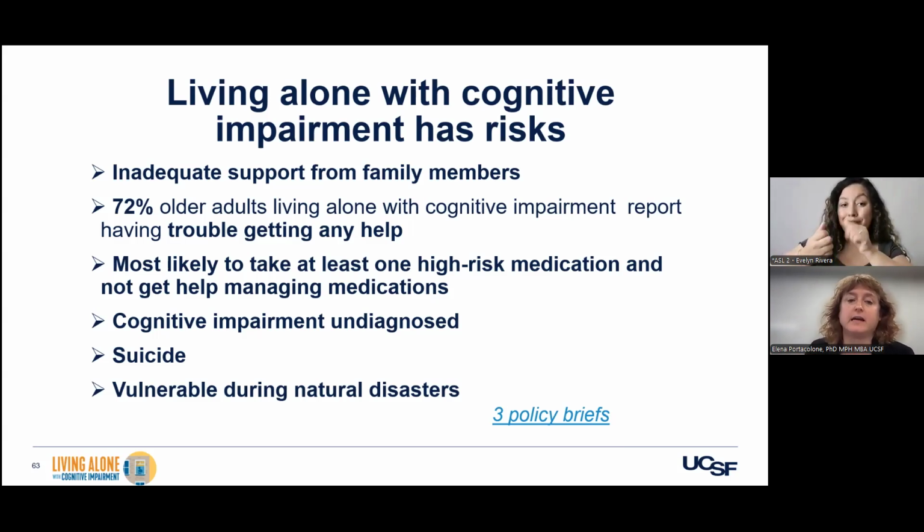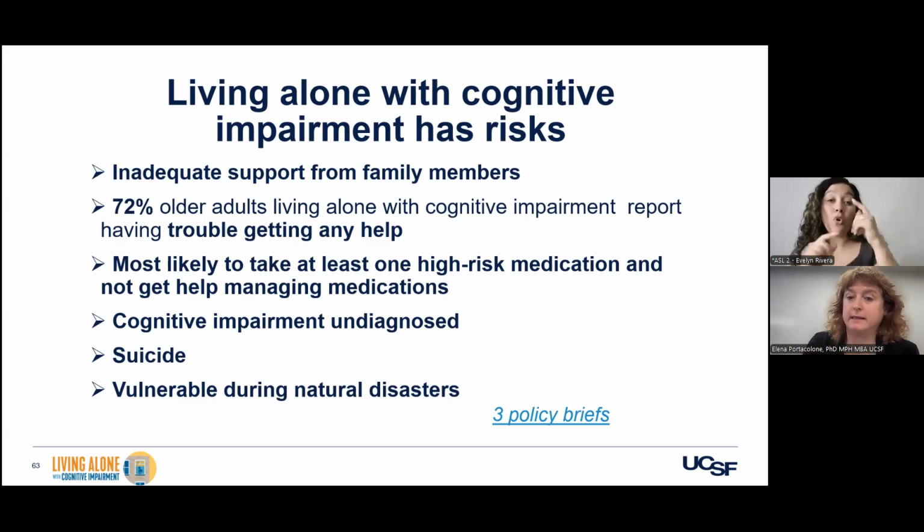In a survey, 72% of older adults living alone with cognitive impairment reported having trouble getting any help. Taking medication is a major issue, and our team has an article coming out in 20 days, which I will forward to each one of you, about the major challenges of taking medications. Most of the participants are in California. Cognitive impairment is very likely to be undiagnosed when someone lives alone. Suicide: one of the study participants in my study died by suicide while she was in my research, and others reported suicidal ideation, from different races, ethnicities, urban and rural. And then, like Carla mentioned, this population is very vulnerable during natural disasters. Next slide.